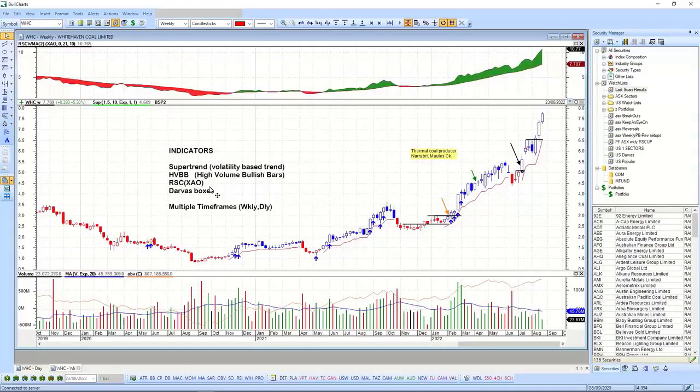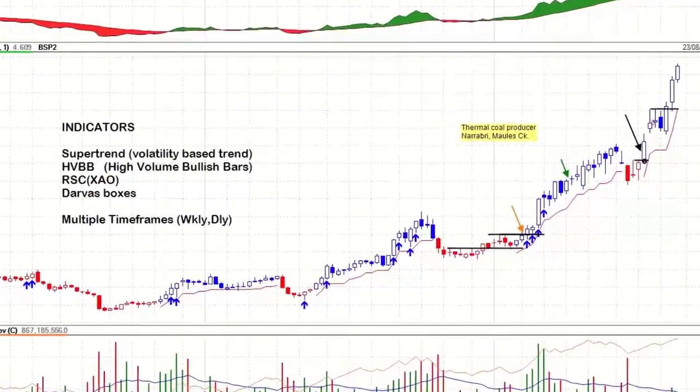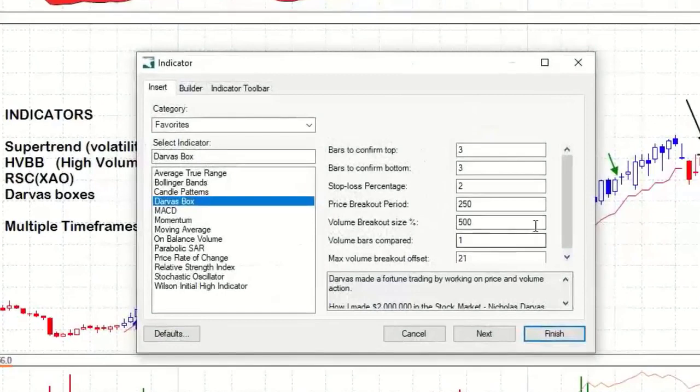The other indicator I use is an indicator made up to display Darvas boxes. Now, this is just merely an objective indicator that shows trading ranges. It settles on a high, finds a low, and then just merely makes a rectangular box. So if I insert that, there's lots of parameters, this particular one. I won't go through them because it will take too much time.